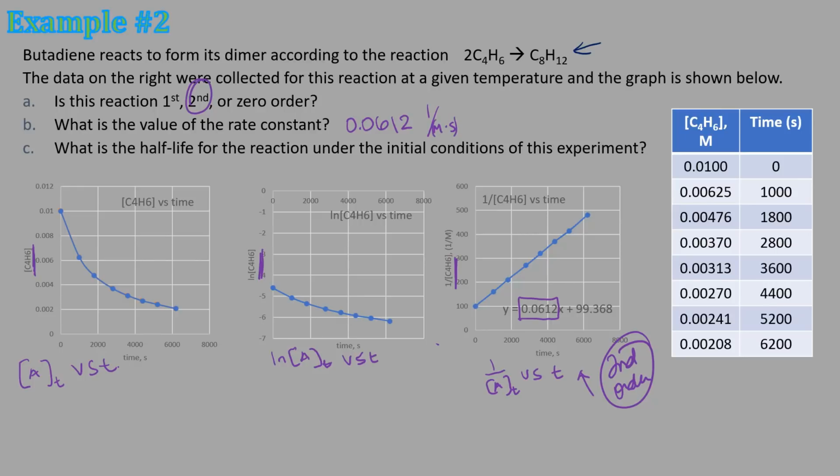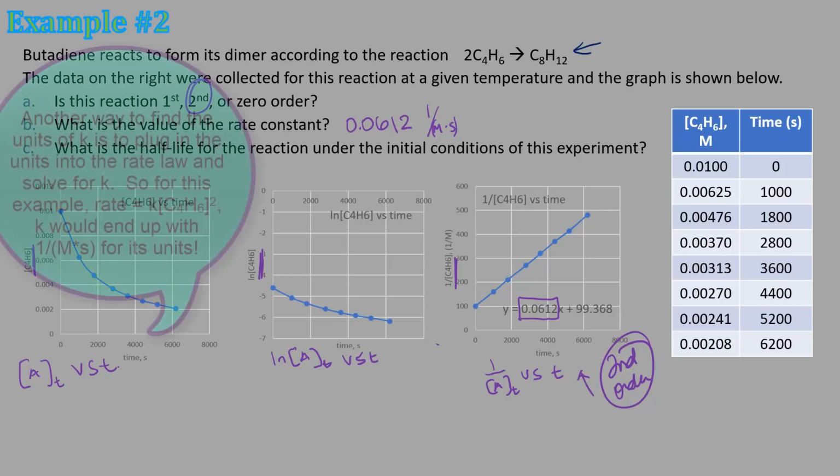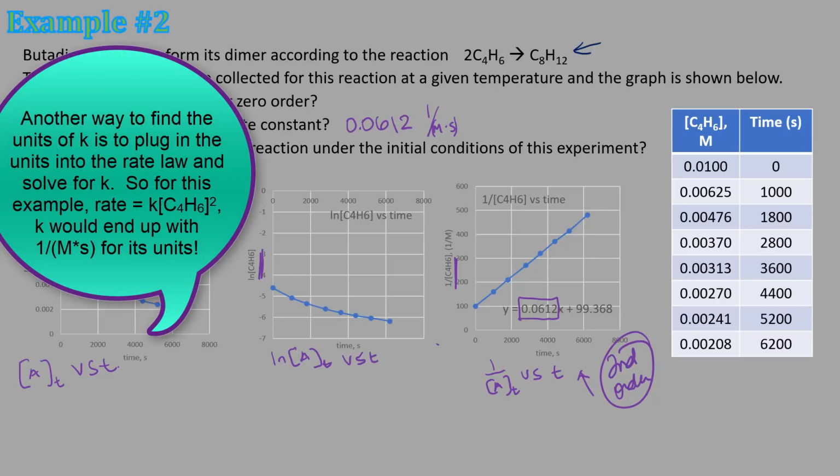All right, and that's because, remember, slope is found by change in y over change in x. My y values are 1 over molarity, and then I have seconds on the bottom, so that equals 1 over molarity times a second. So that's just y over x. That's how you find the slope, right? Change in y over change in x.